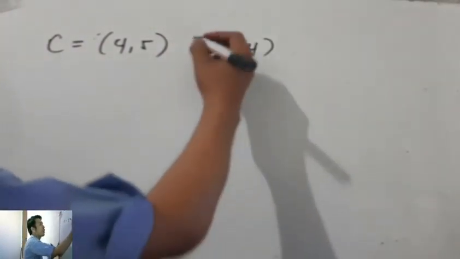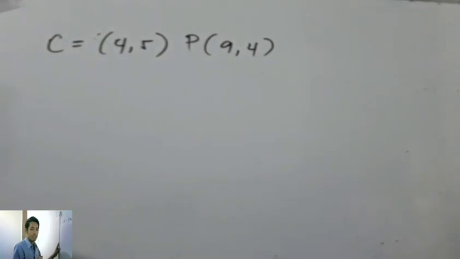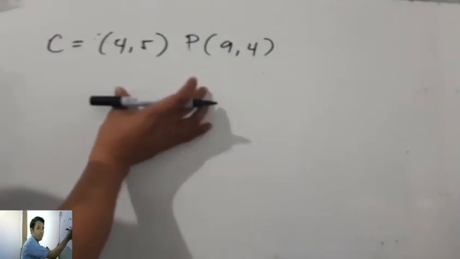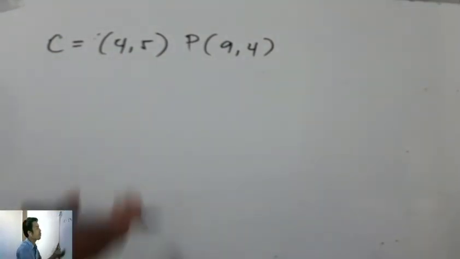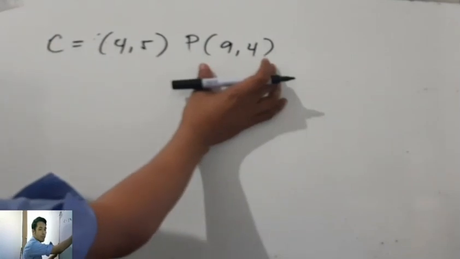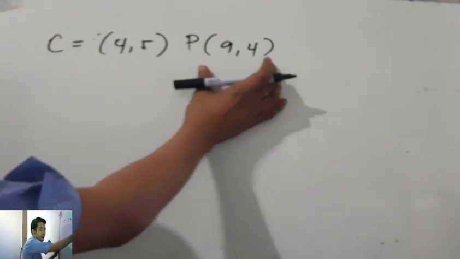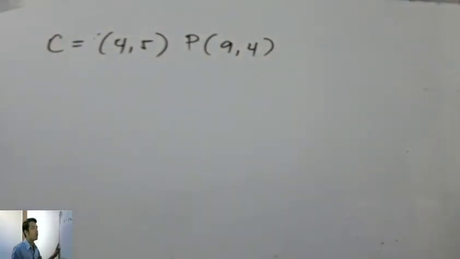Let's call this point P. So this time, we don't know what is the value of our r. But we have only 2 points given here about the circle. So to find the radius, we're going to get the distance from the center up to point P. And how are we going to solve for that? We're going to use the distance formula.